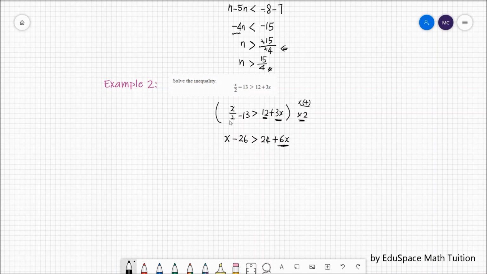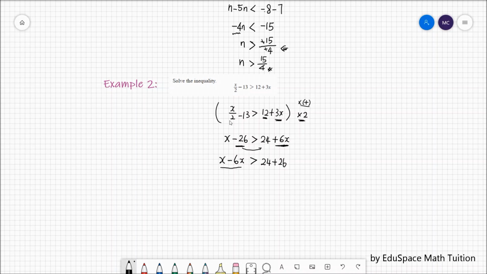I will be moving my positive 6x to the left hand side to become a minus. So I will be getting x minus 6x. Then my minus 26, I will move over to the right hand side so that it will be 24 plus 26. Again, in this case, I'm only involving subtraction and addition. Therefore, I do not have to change the sign because there's no multiplication or division of negative. Next thing we will do is just simplifying.